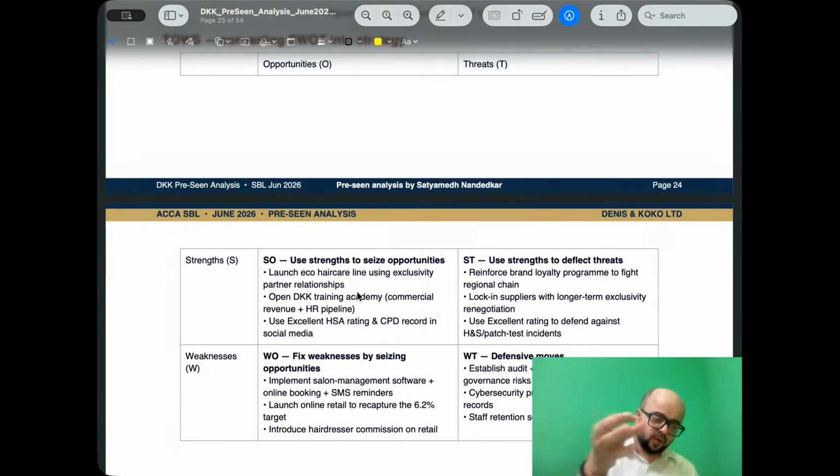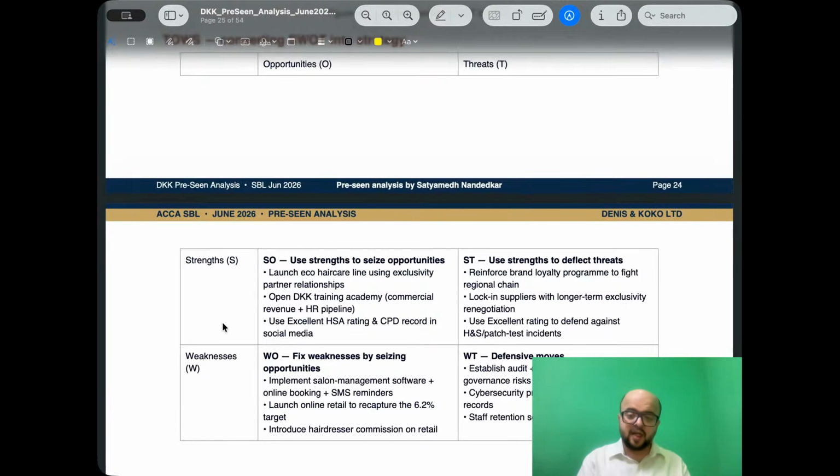So you could get into the eco-friendly space here. You can open your DKK training academy, commercial revenue plus HR pipeline. By training individuals, you can have a separate vertical only for training, and when you enroll people there, you will be able to collect fees from them, right? So that will be revenue generation. And when you need to hire people, you will have talented staff ready with you. So strength and opportunity, using strengths to seize opportunities.